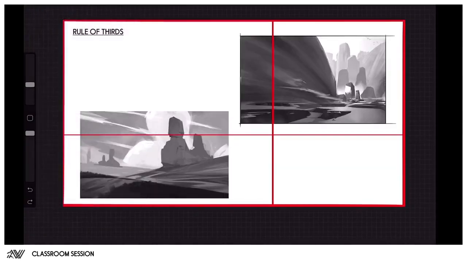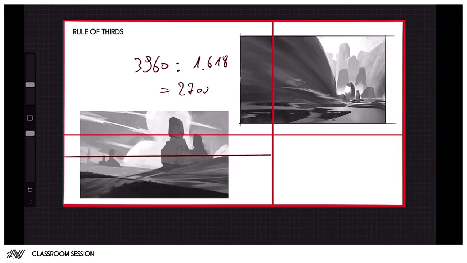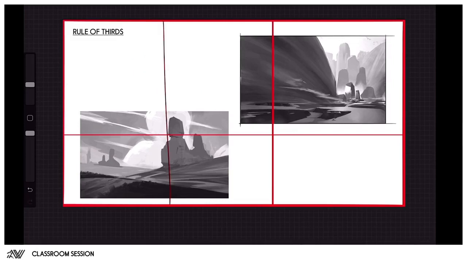So you take that 3,960 pixels and you divide it by 1.618. The result will be, I don't know, about 2,700 something, right? That is basically the width of this square here. And that's how you can divide your canvas into the golden ratio. You can do the same thing for the height, and you can do it multiple times. You can do it here as well, you can do it here.